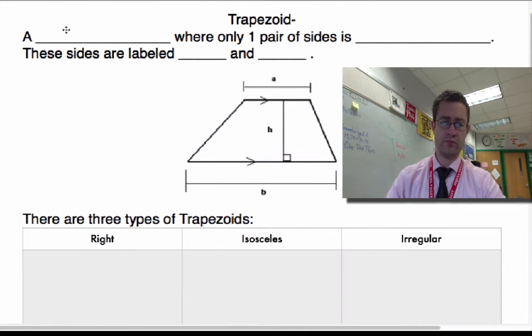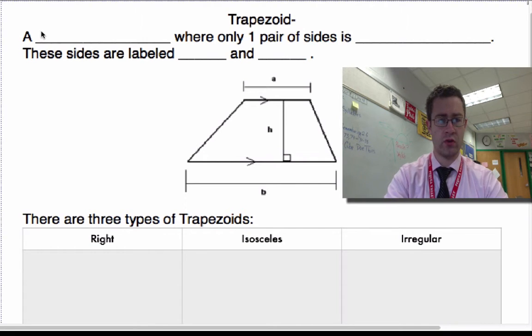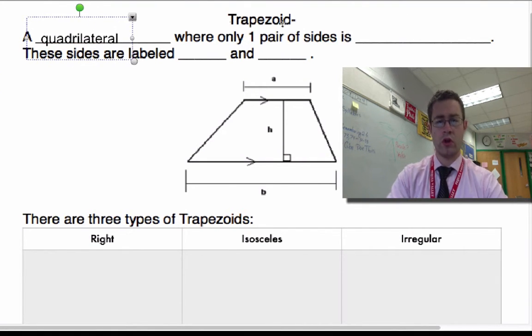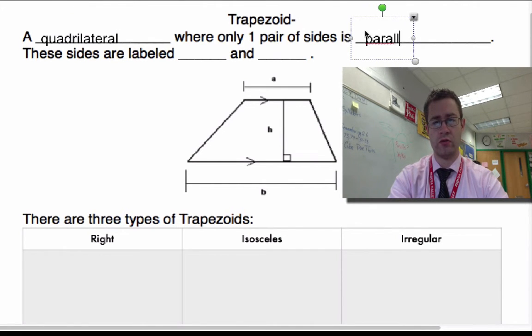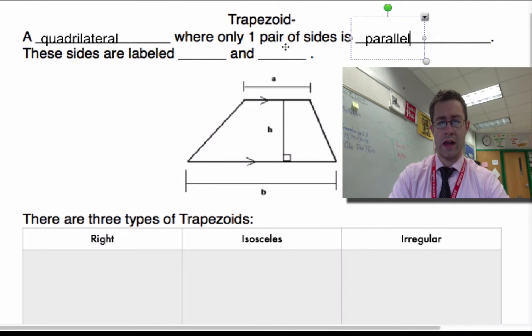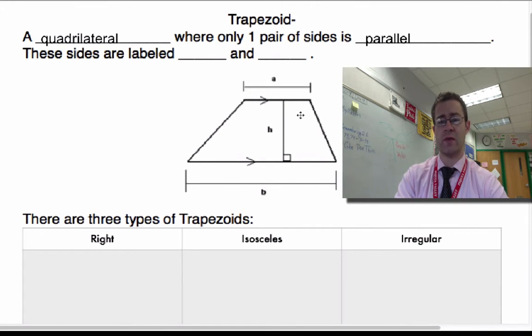A quadrilateral where only one pair of sides is parallel. And if you take a look down here, we have a trapezoid here. This is what is called an irregular trapezoid. We're going to take a look at the three different types in a moment.